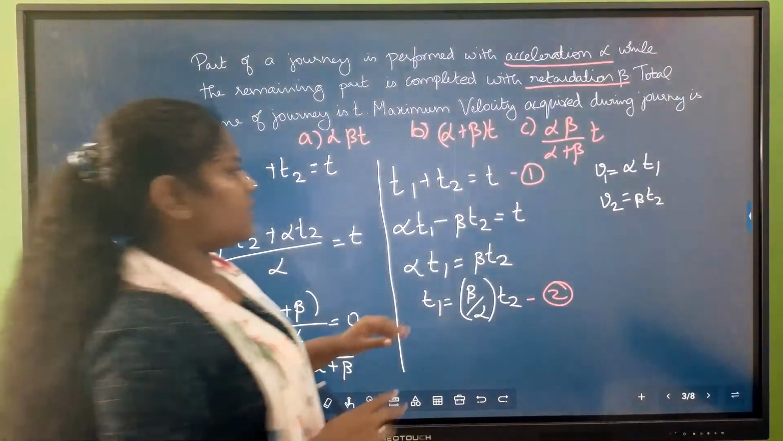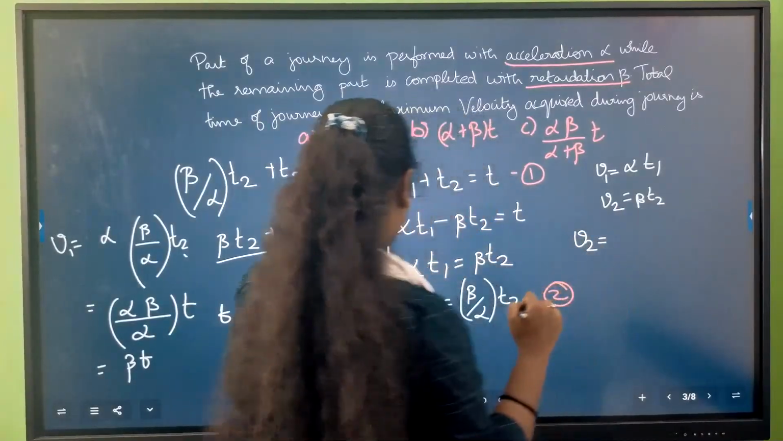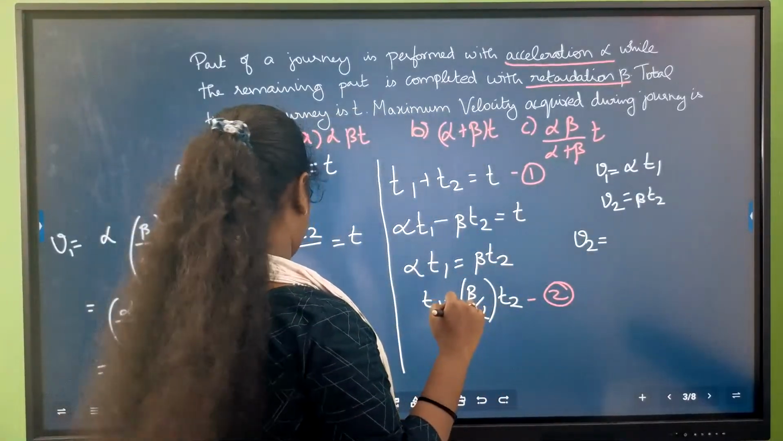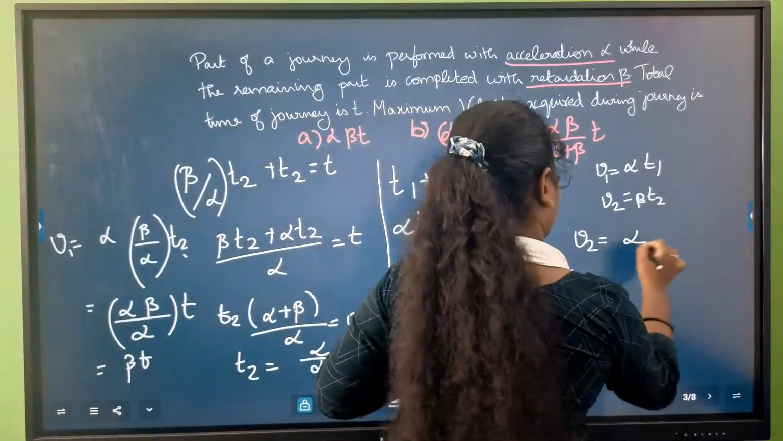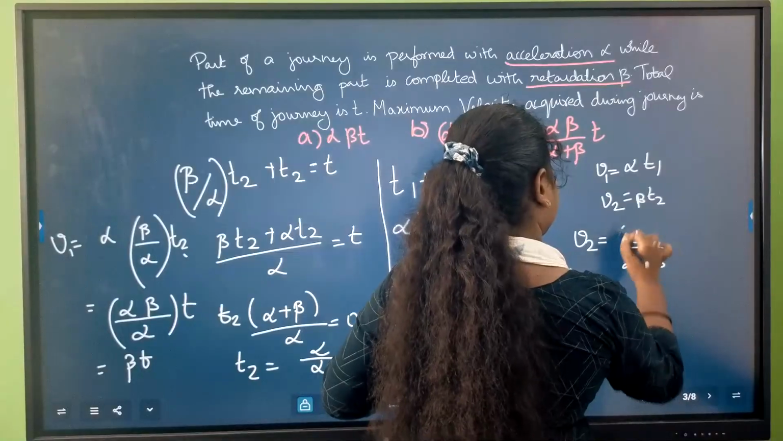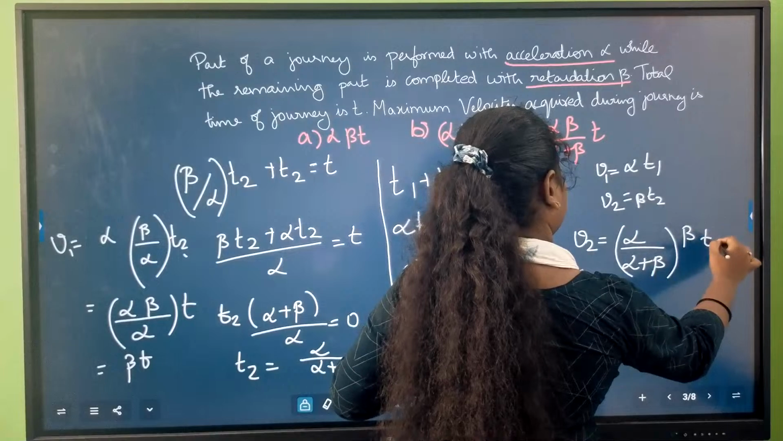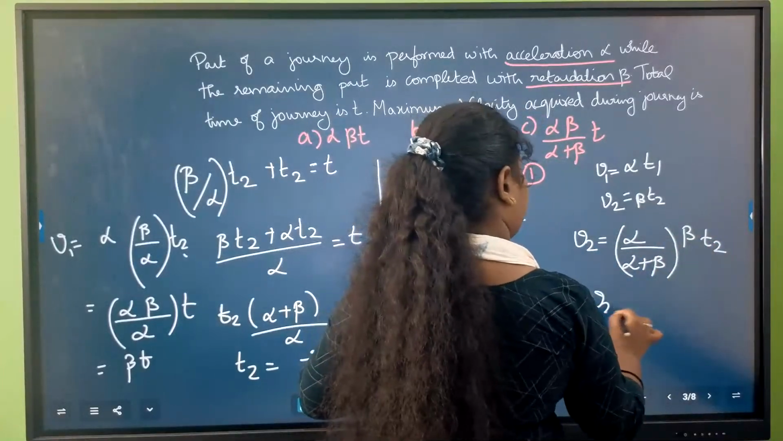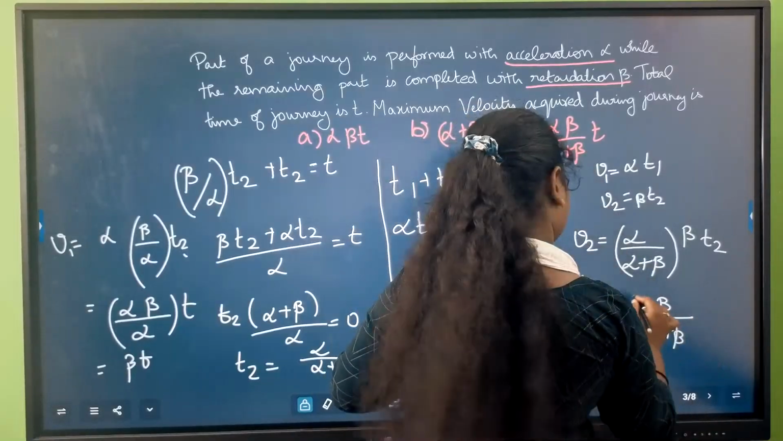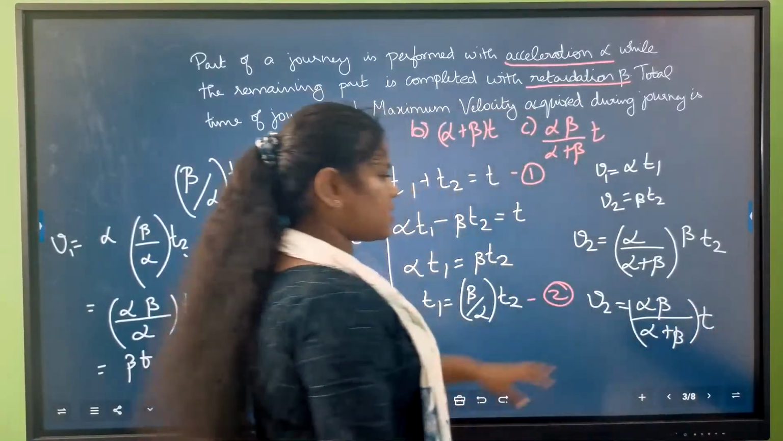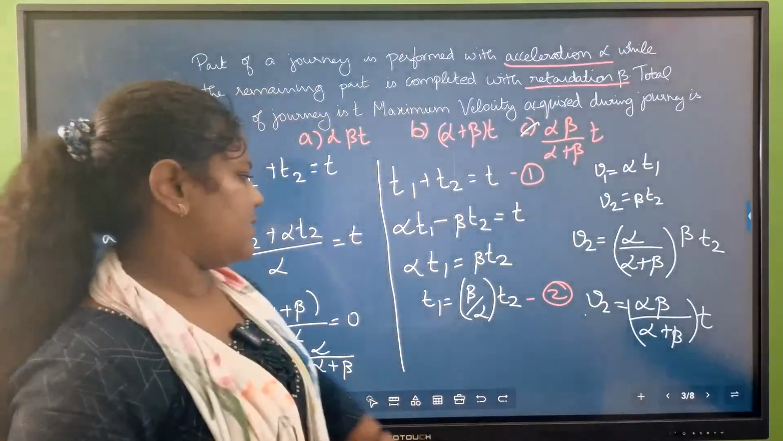So this way you can find this for V2 also. What is your V2 here? Alpha divided by alpha plus beta into beta T2. So if you substitute this for V2, which is equal to alpha beta divided by alpha plus beta into your time. So this will be your maximum velocity. So it's option C. Okay, wow. Yes. Next sum.